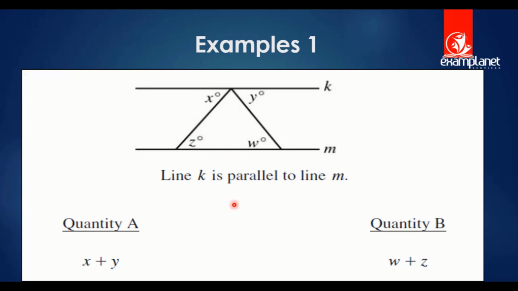Okay, so this example says line K is parallel to line M on this diagram. Quantity A is X plus Y, quantity B is W plus Z. From what we've discussed so far, you can pause the video, look at the diagram very well, pick your answer, and then check to see if you are correct. All right, now let's see the solution to this question.